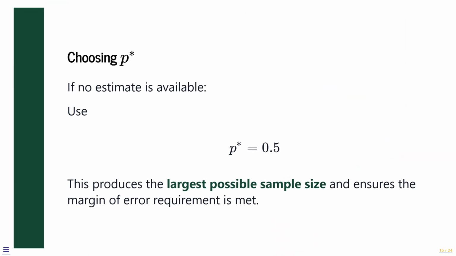An important practical question is how to choose the value of p star. If previous studies or pilot data are available, researchers can use that estimate. If no prior estimate exists, the safest approach is to use p star equal to 0.5. This value produces the largest possible sample size and therefore guarantees that the desired margin of error will be achieved.